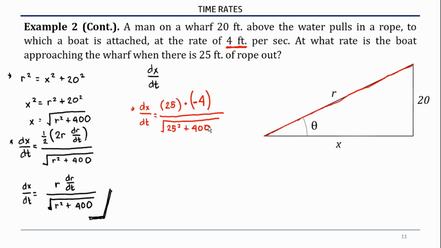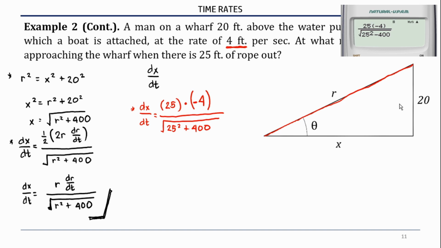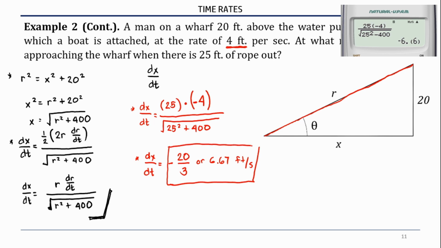And then pinutin natin sa calculator natin. Equals. So we have the change in x with respect to time is equal to negative 20 over 3 or 6.67, that is, yung units niya, feet per second. Okay? So, sir, bakit po negative? So, again, yung sinabi ko kanina, negative siya kasi yung x natin, yung boat natin, lumalapit siya sa wharf. So, papalapit siya nang papalapit sa wharf. So, yung x natin ay lumiliit. So, we have negative 20 over 3 feet per second.